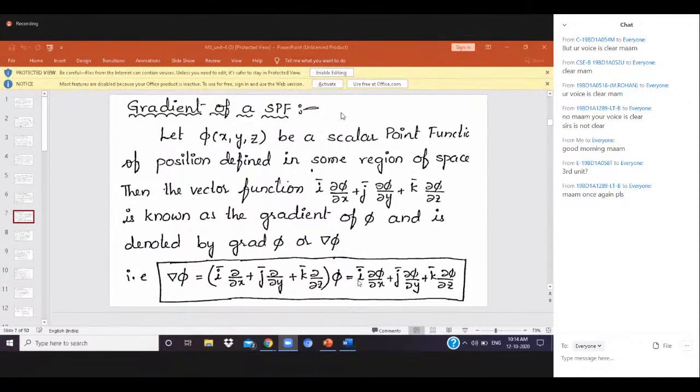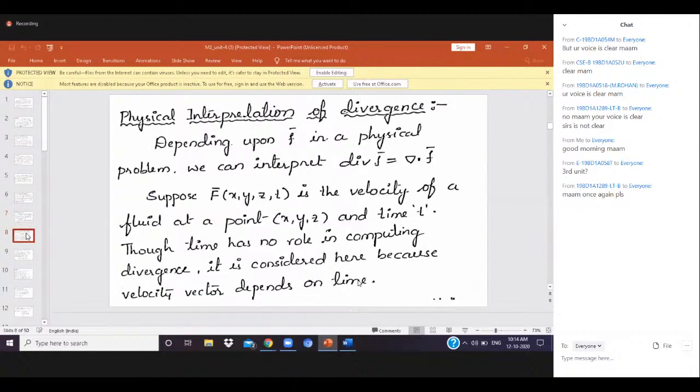That is important. Depending on that, we have to solve the questions. Okay, this is a gradient. Gradient is i bar ∂φ/∂x plus j bar ∂φ/∂y plus k bar ∂φ/∂z. So this is grad φ or del φ. This is a formula.